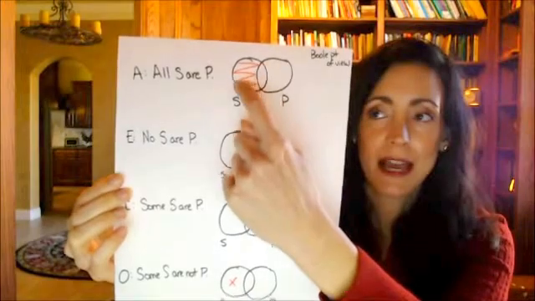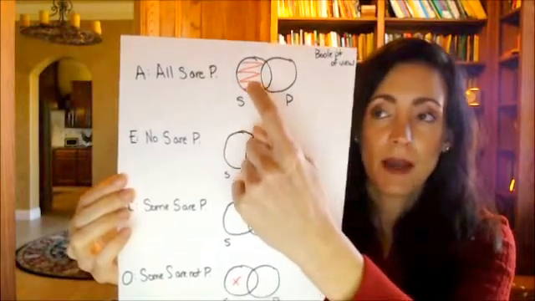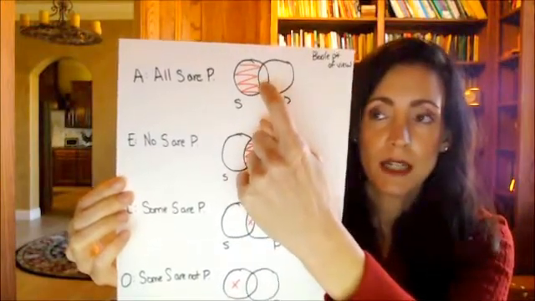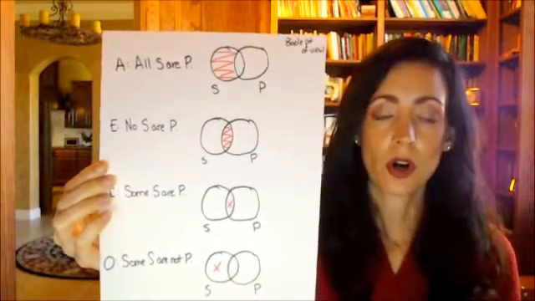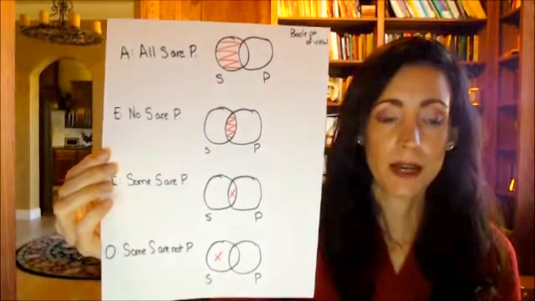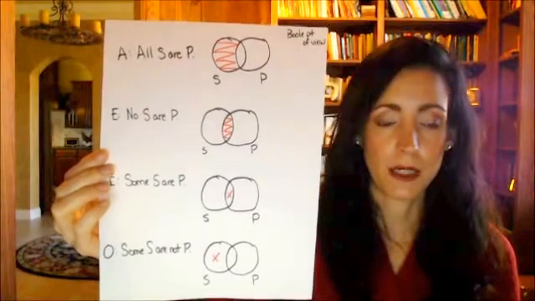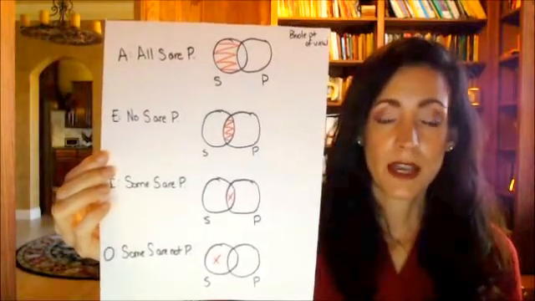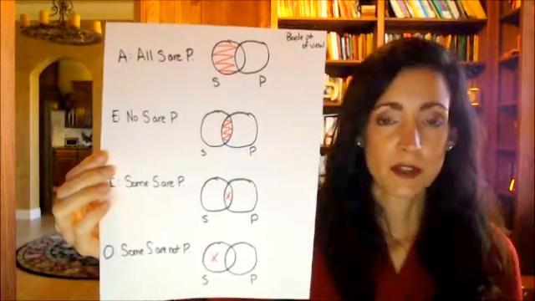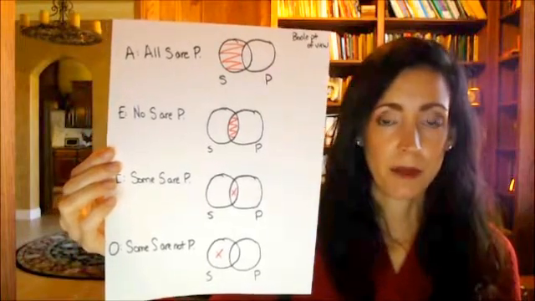So this area has to be empty. That way it shows that all the S's are right in here, because all the S's are also P. We come down to the E statement: no S or P. That's another way of saying all members of S are separate from members of P.